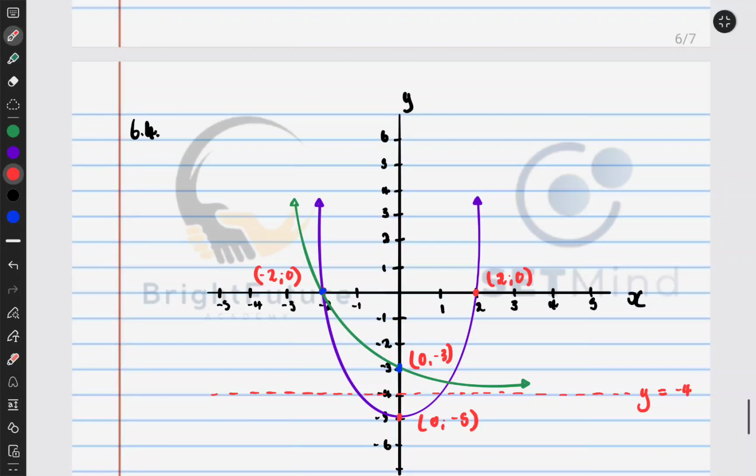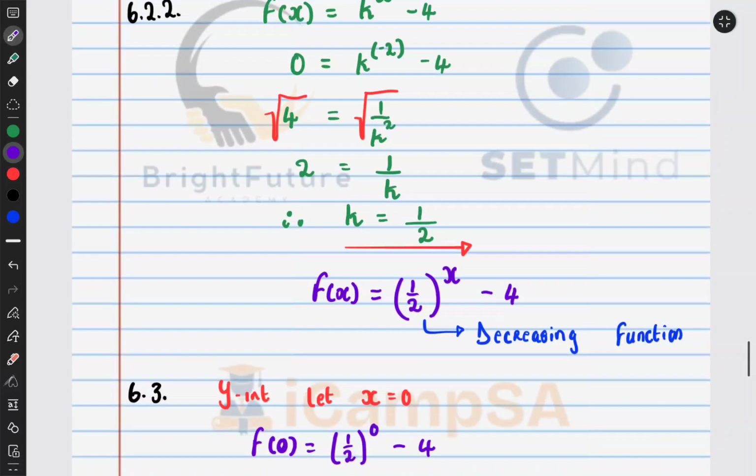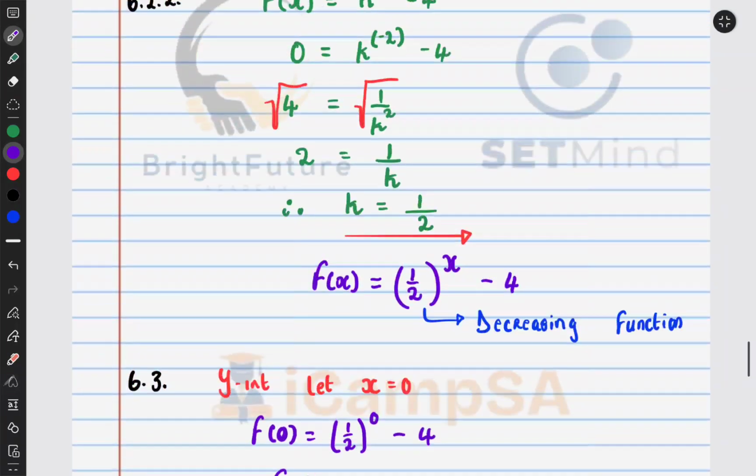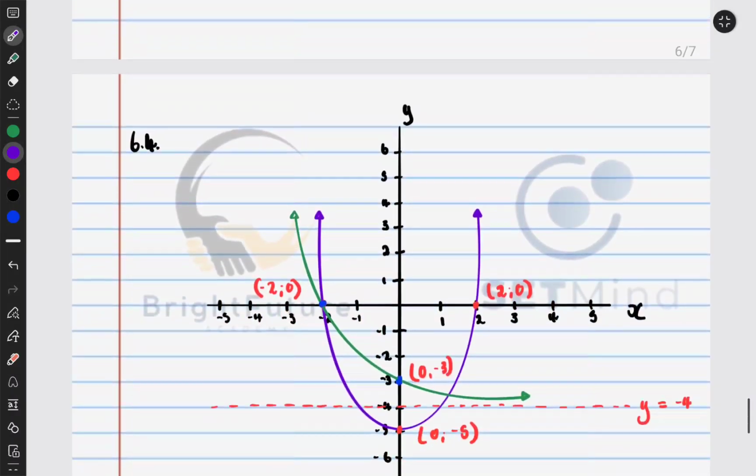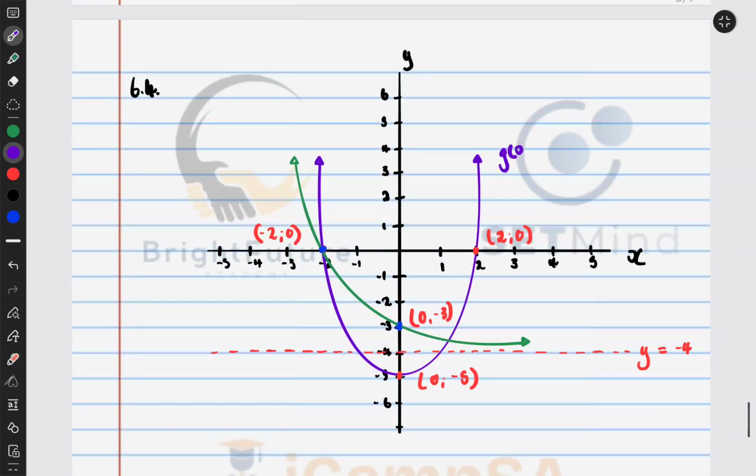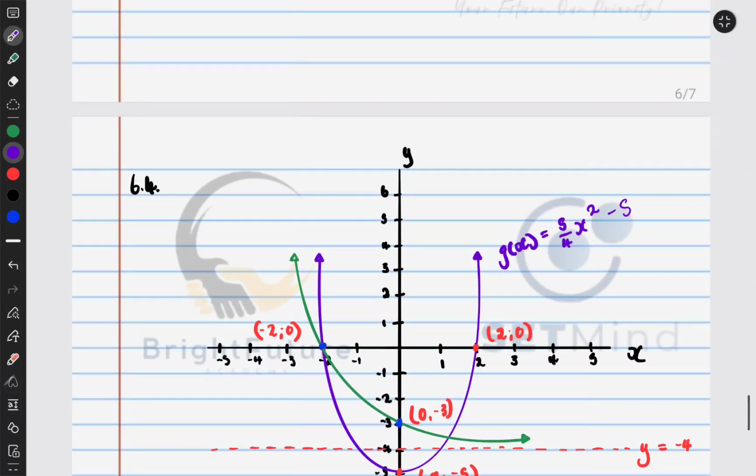Okay, and then the equation for the parabola, sorry, it's the g function. G at x is equal to 5/4 x squared minus 5. And then for the hyperbola, we have f at x is equal to 1/2 to the power of x, minus 4.